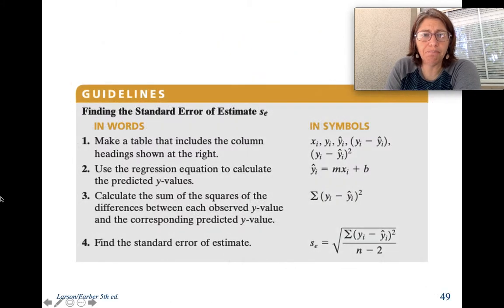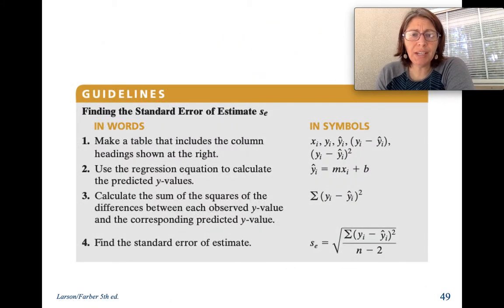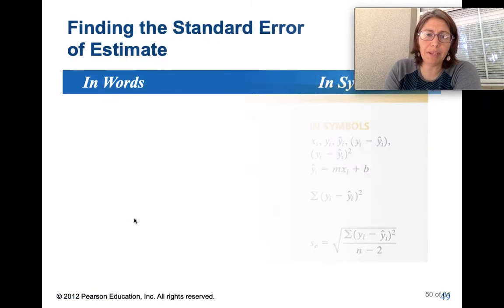So let's take a look. The first thing that we're going to want to do is make a table that includes the column headings shown at the right. So we're going to want to do x sub i's, y sub i's, predicted values. We're going to subtract and square. Actually, I believe we're going to skip this one and go straight to this one. We're going to create a regression equation, and then we are going to add these up and plug them into the formula. So let me walk through that step by step.